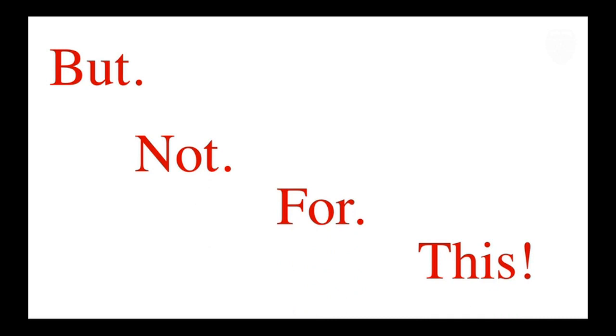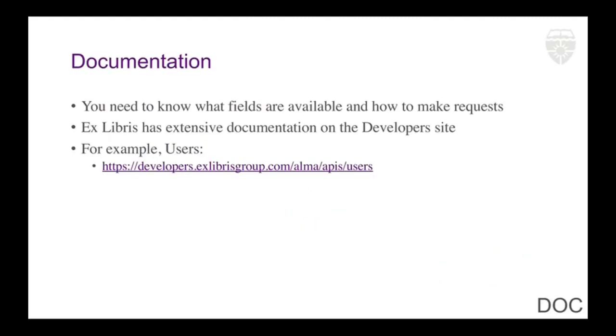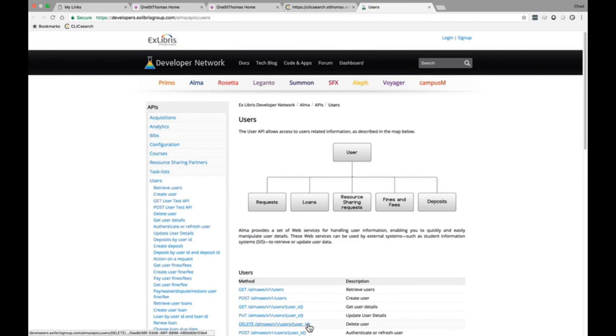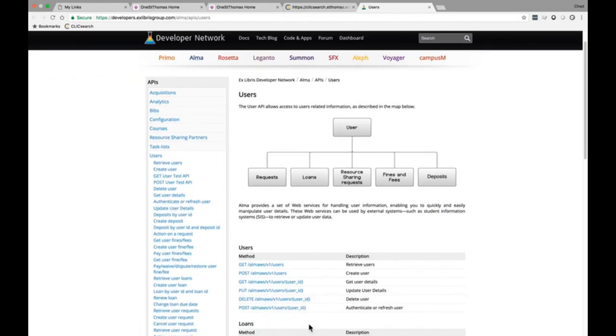There's ways that you can get around that. I'll get to that in a moment. So documentation. You need to know what fields are available and how to make requests. For example, we'll go to the users. So here's the user API. So we've got the user. You can get the user's requests. You can get the user's loans, resource sharing requests, fines, fees, deposits. Down here, you're going to start seeing those URLs.